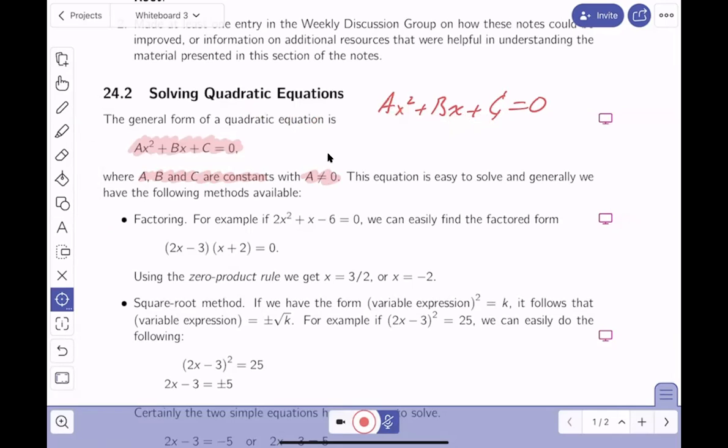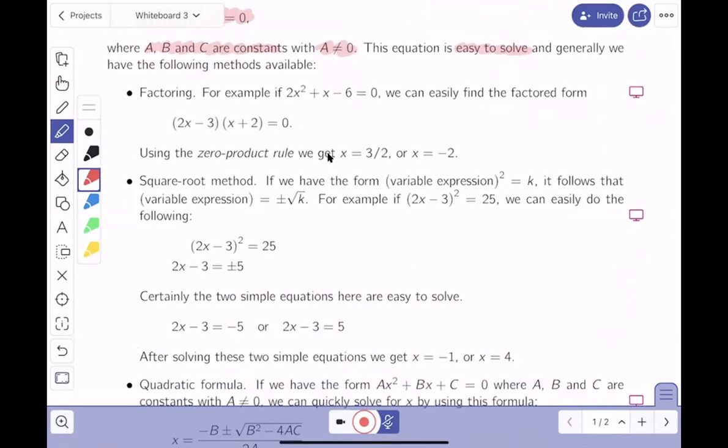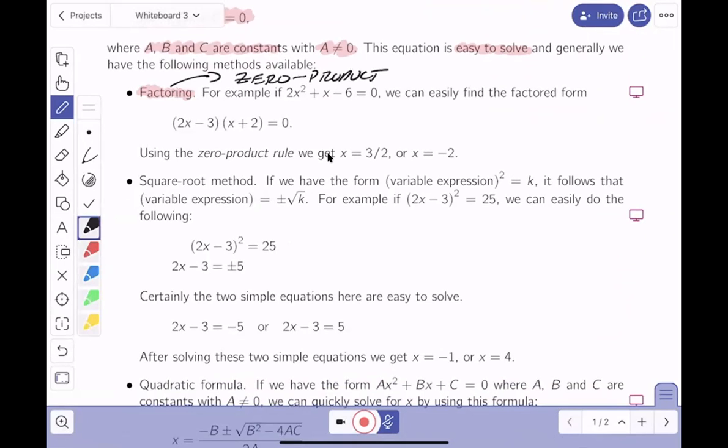All right. Generally speaking, these are very easy to solve, and we have methods to do that. I want to point out the biggest method we have is called factoring. Factoring is really what I refer to as the zero product rule.